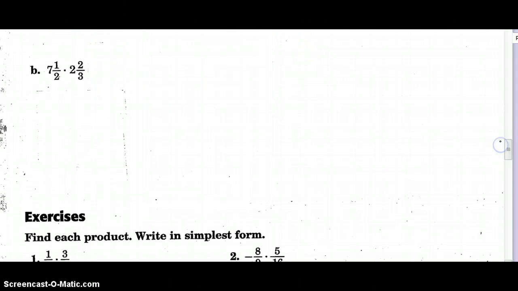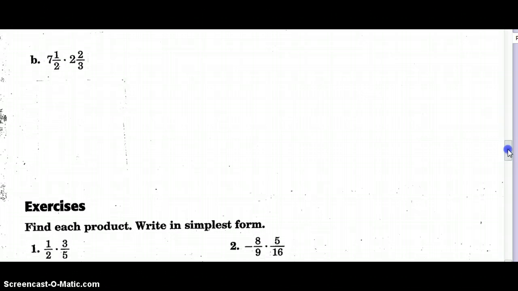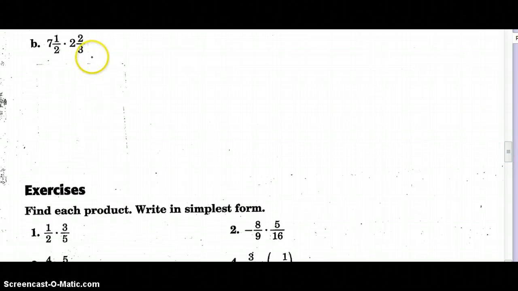All right, here we have mixed fractions, and to multiply mixed fractions, you need to turn those into improper fractions. Let's see if you remember how to do that. You'll say 2 times 7 is 14 plus 1 gives us 15, and you keep your denominator of 2, times 3 times 2 is 6, plus 2 is 8 over 3.